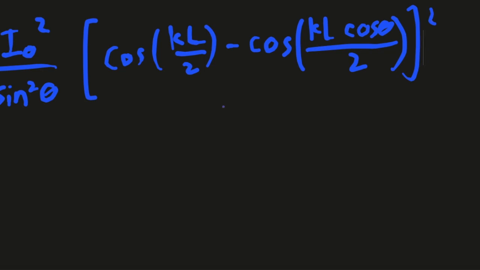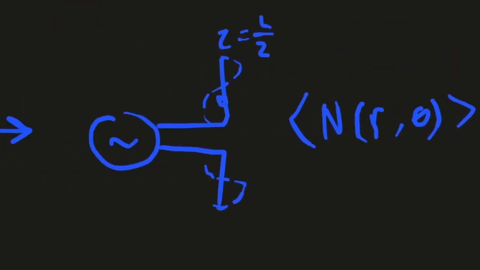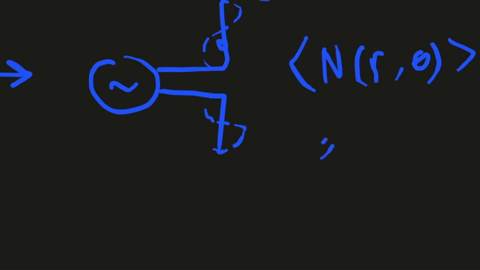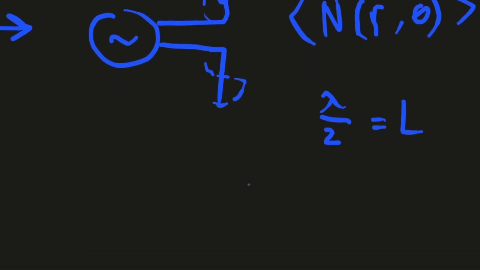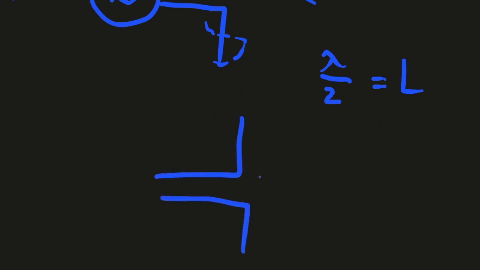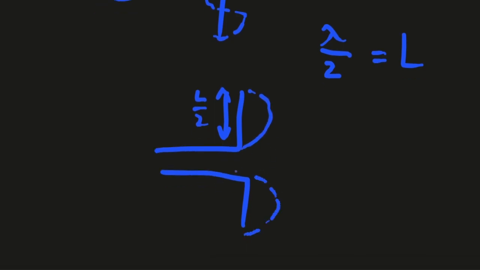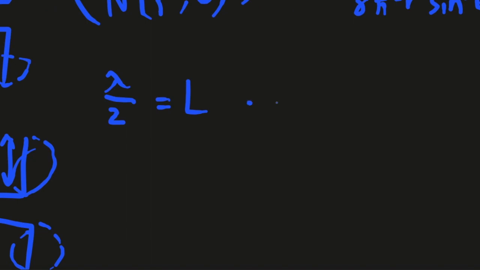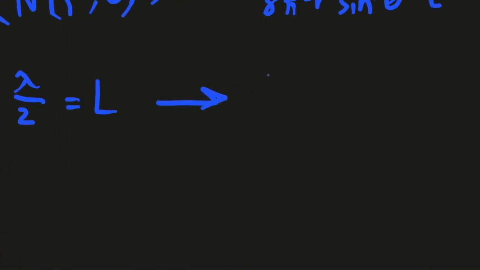Now, a special case of resonant behavior is when half the wavelength is L, so lambda over 2 is L. If you look at the diagram, remember this is L over 2, so what you are going to look at is something that looks like that. It's a standing wave that looks like that. That's resonant behavior, and in that case, you get what we call a half wave antenna.